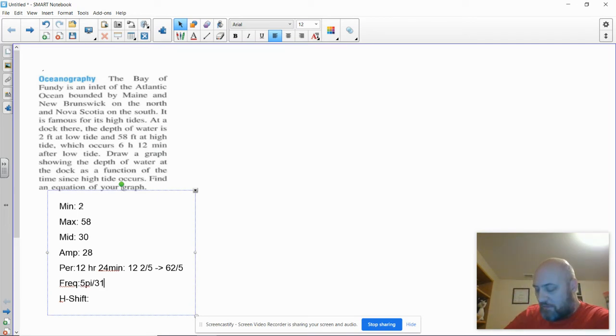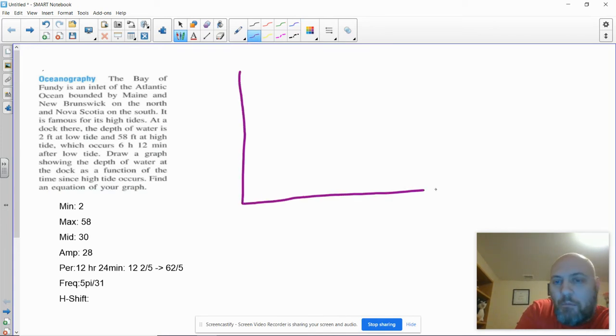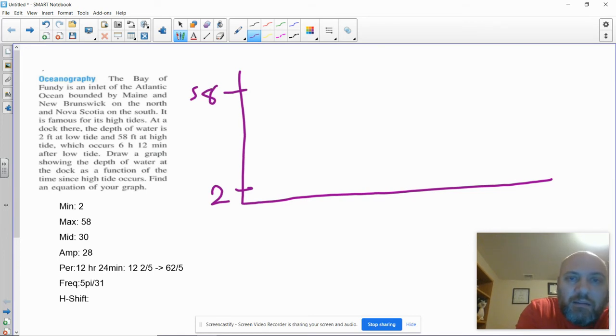And the horizontal shift would depend on whether or not we are using a sine or a cosine graph. So let's take a look at our graph. I'm going to sketch it out here. I got a minimum of 2. I got a maximum of 58. And we said we had a midline at 30.